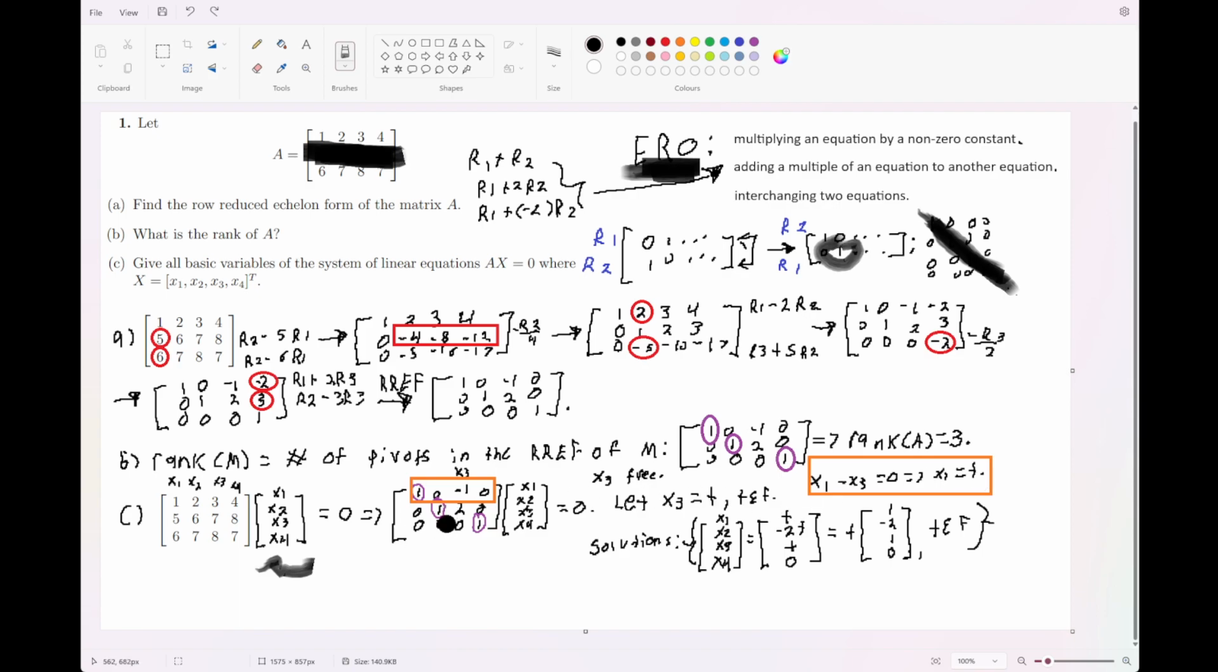We look at our second row, we have x2 plus 2x3. Move that over, it's negative 2t. x3 is just free, so it's just t. And then x4 is just going to be equal to 0. Right? So then we take out our variable t here, and we end up with 1, negative 2, 1, 0. t is an element of F. That's about it.